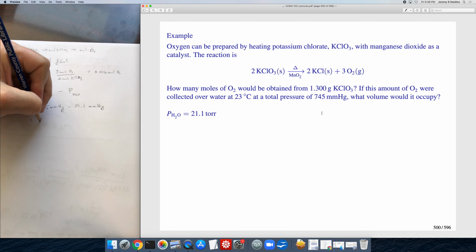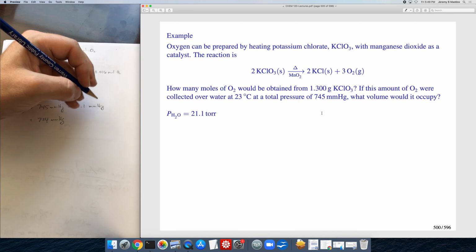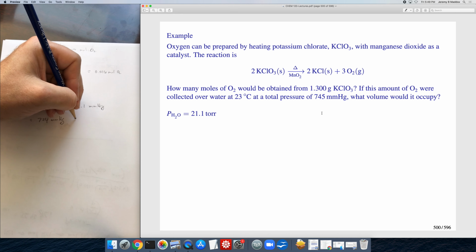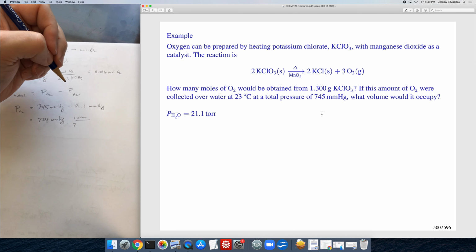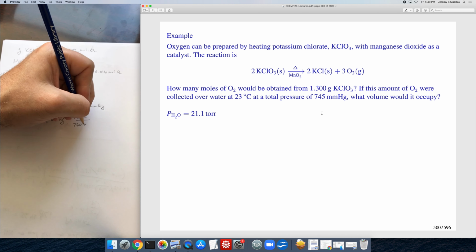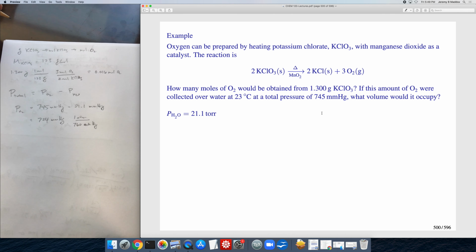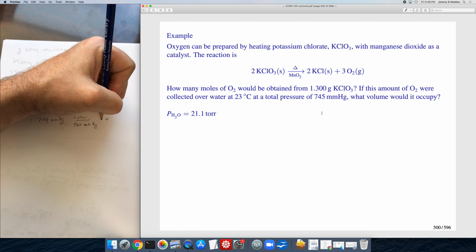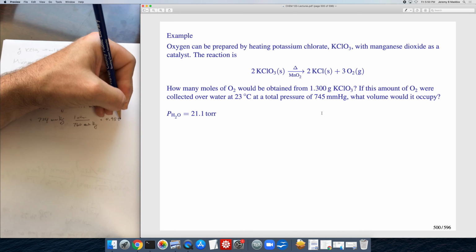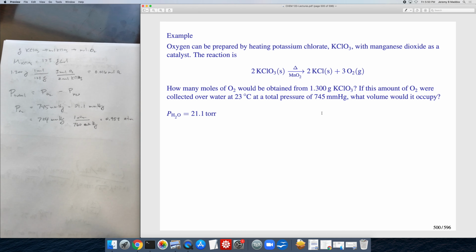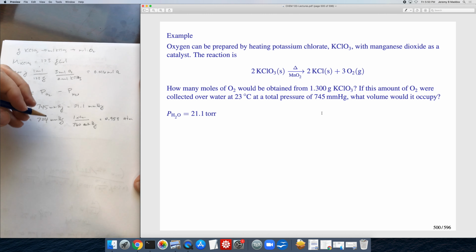And so that's 724 millimeters of mercury. And we're going to go ahead and convert that to atm. So I'm getting 0.953 atm. So now we know the pressure of the O2, we know the temperature, we know the number of moles, so we can calculate the volume.